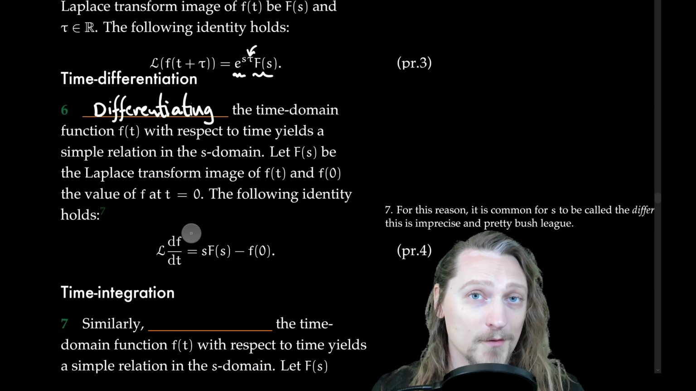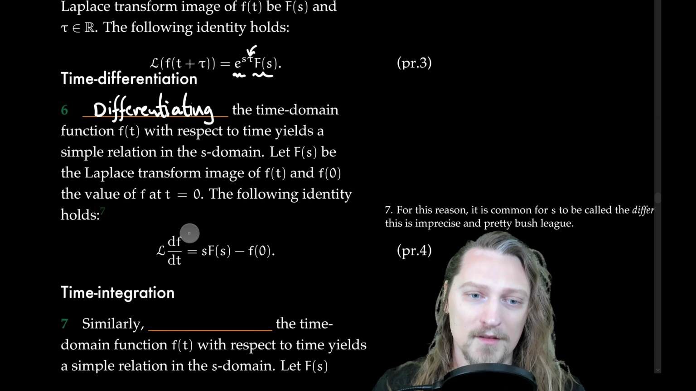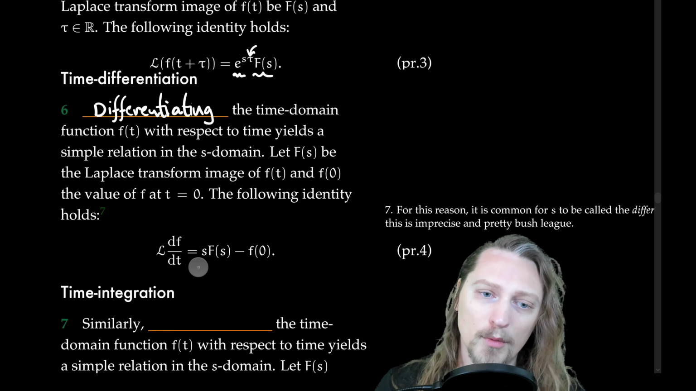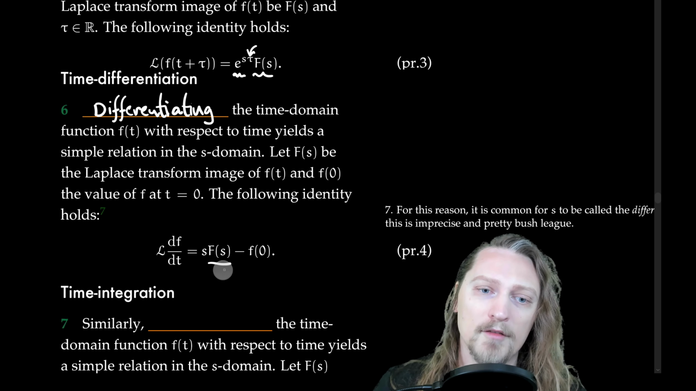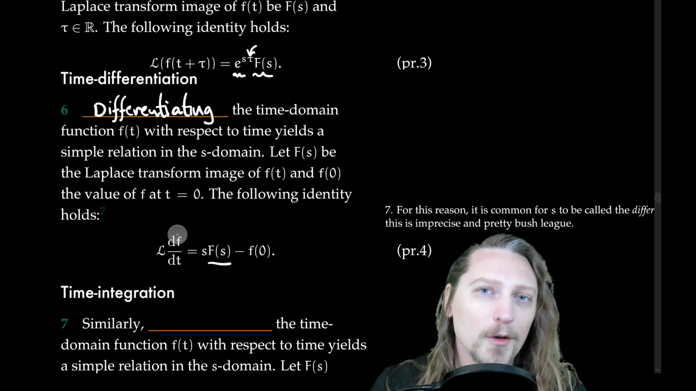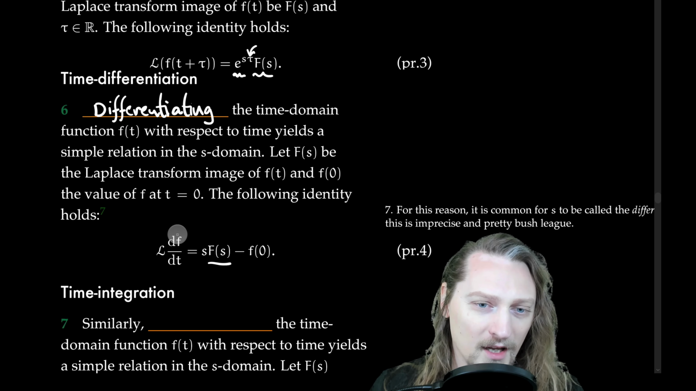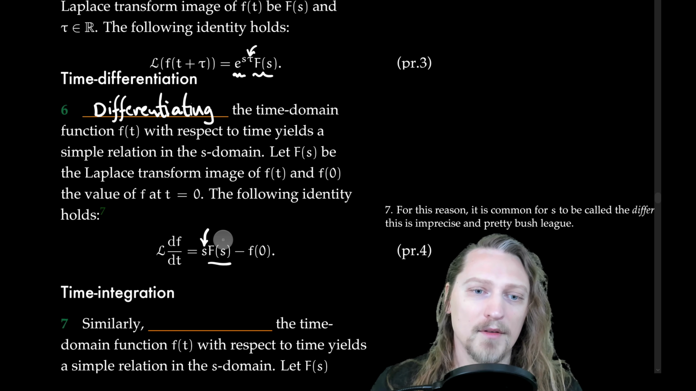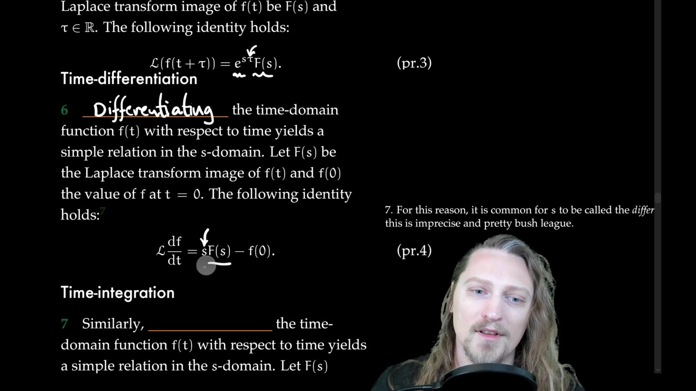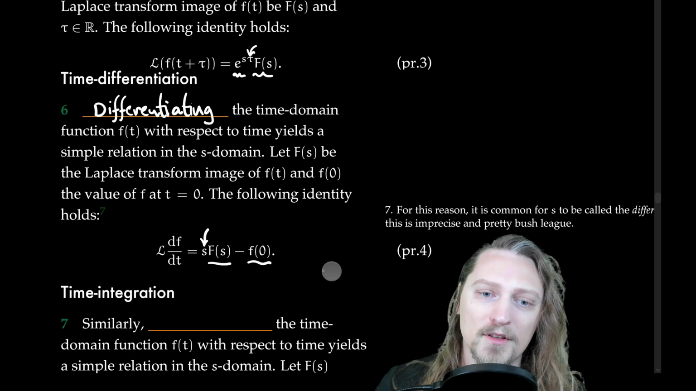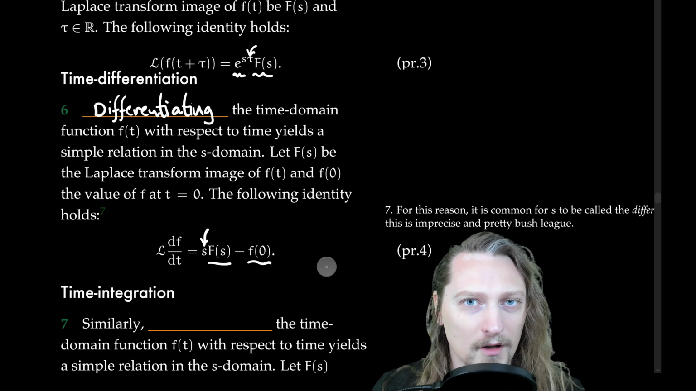The Laplace transform of df dt, the time derivative of little f, is equal to big F, meaning the Laplace transform of little f before it was differentiated with respect to time, times s. So the differentiation introduced this s product minus the initial condition, f of 0.